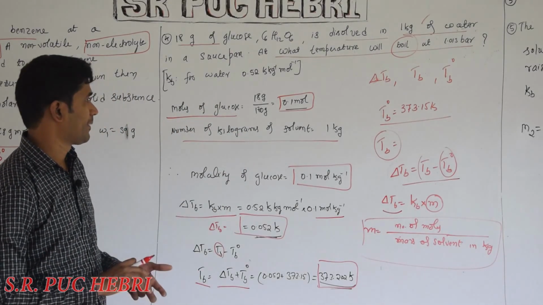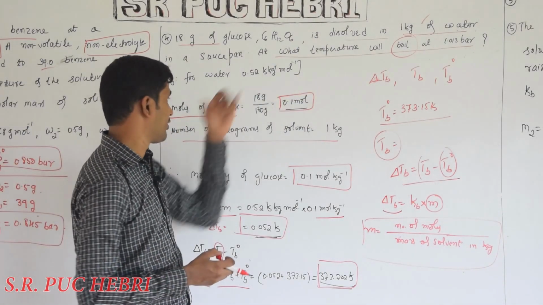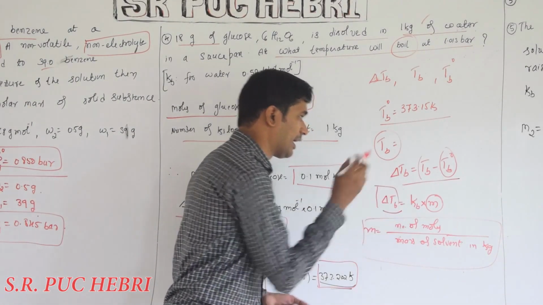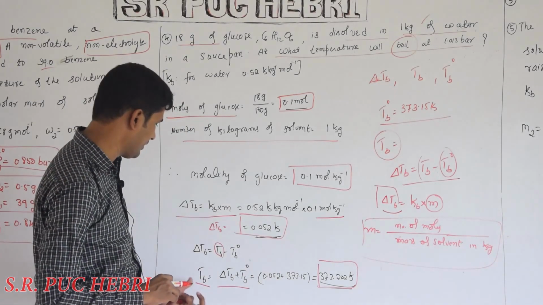Hope it is clear. So first, what we have to do? You have to find the molality. After finding the molality, you calculate delta TB. After getting delta TB, you can easily find the value of TB.